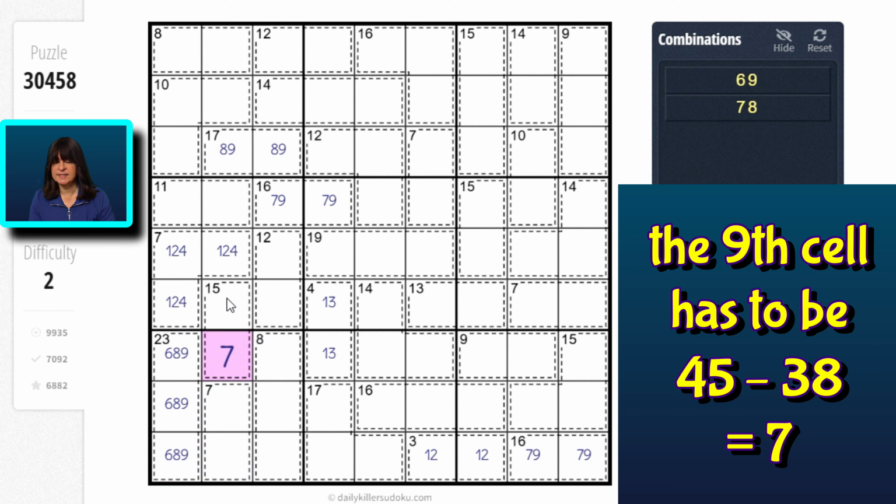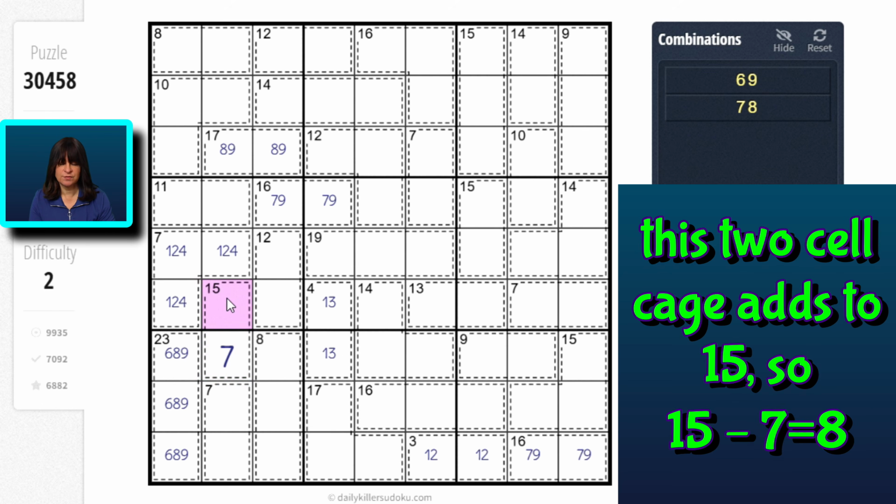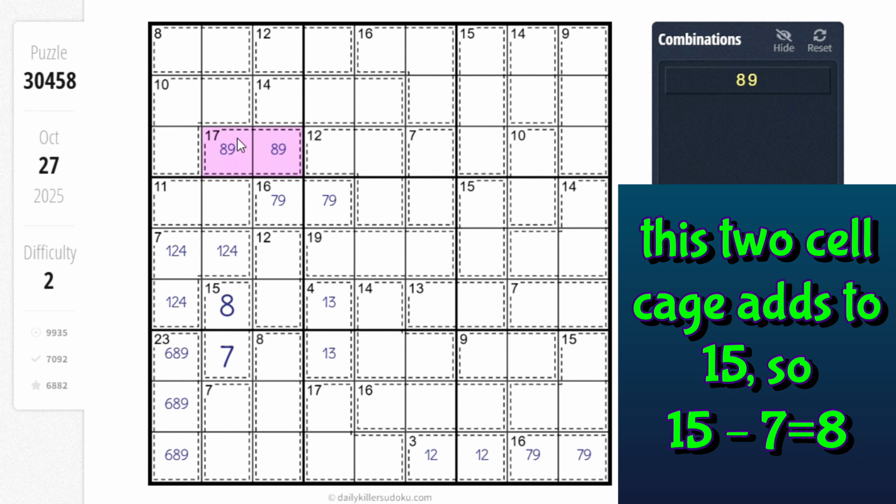And since this is in a 2-cell cage summing to 15, this other cell has to be an 8. Great. And now that resolves this 8-9 pair here in this cage. This can't be the 8, so it's the 9, and this is the 8.